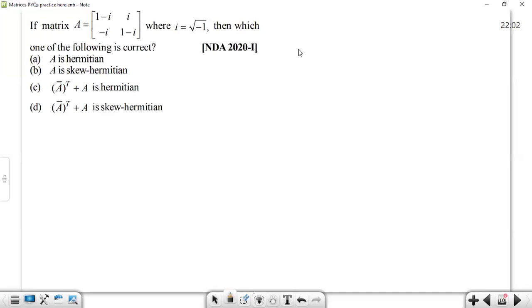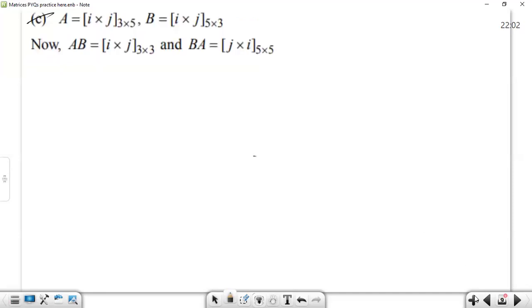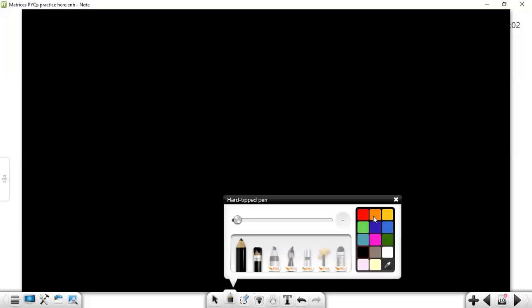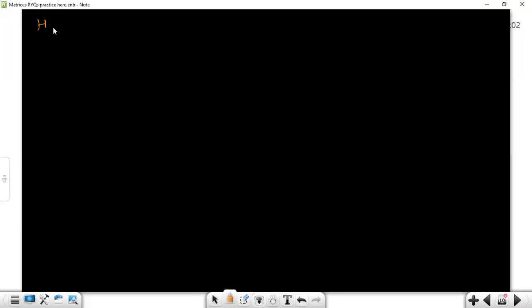Okay. So one more concept left about Hermitian matrix and skew Hermitian matrix. They're somewhat the same as symmetric and skew symmetric matrix, but the only change is because of the presence of complex numbers inside the matrix.